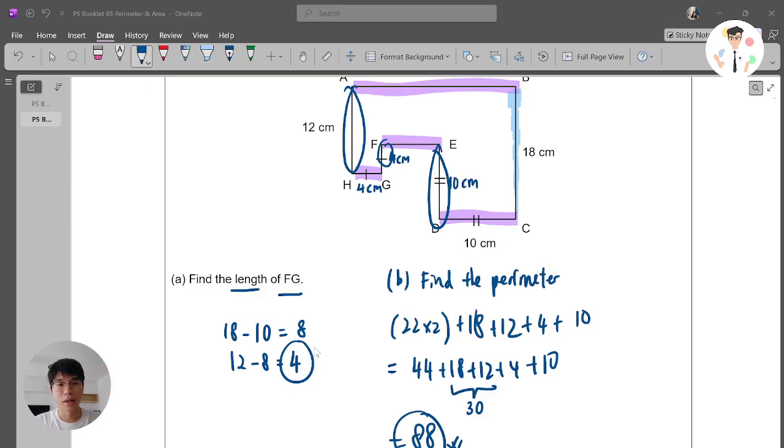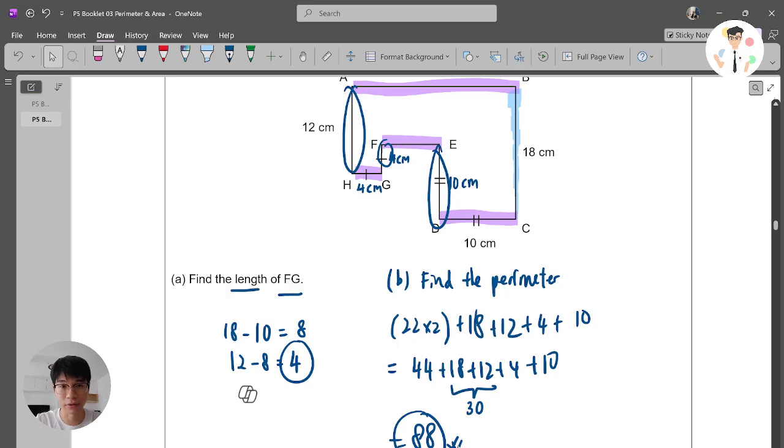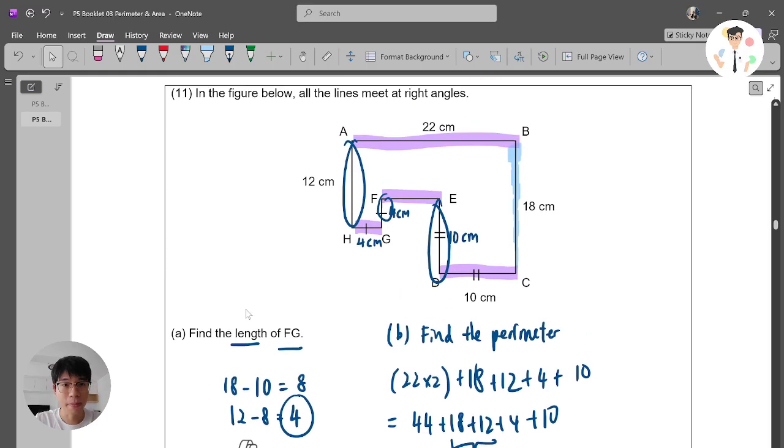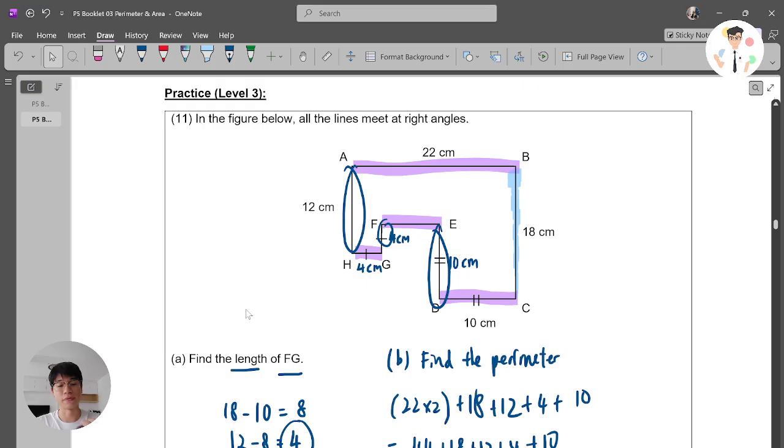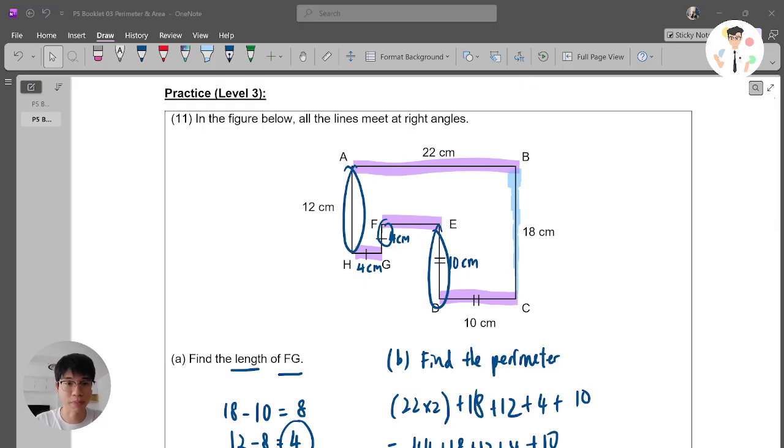And yes, that's all for this question 11, and we are done for this perimeter for composite figures, and we shall move on to the next subtopic.